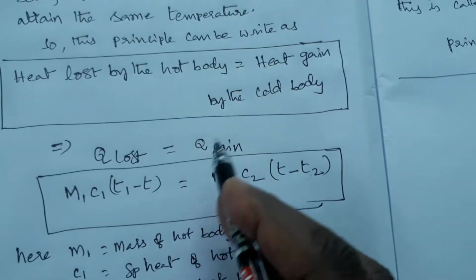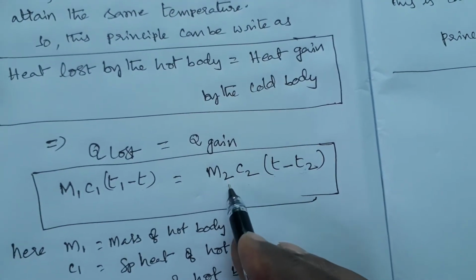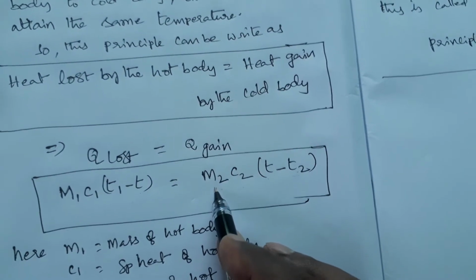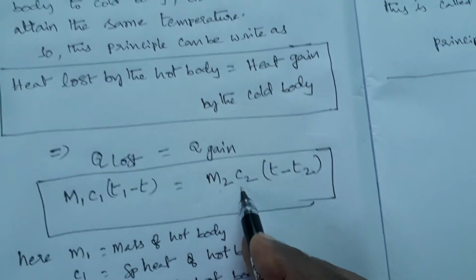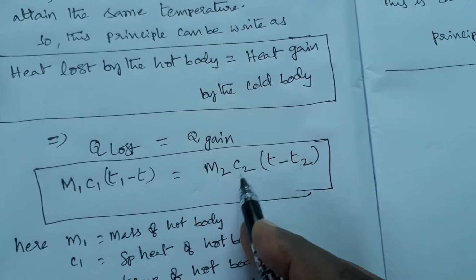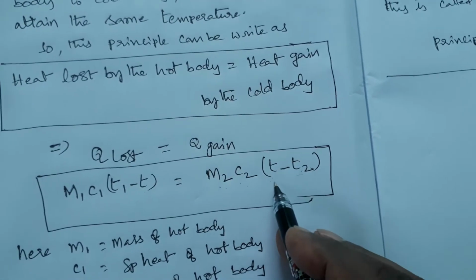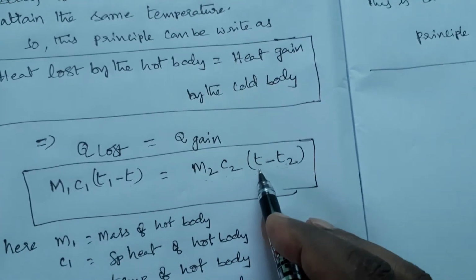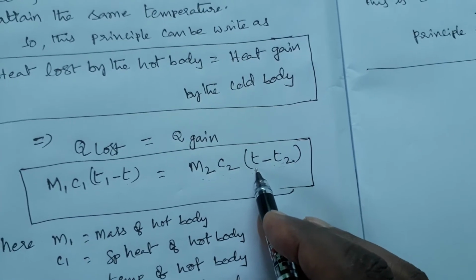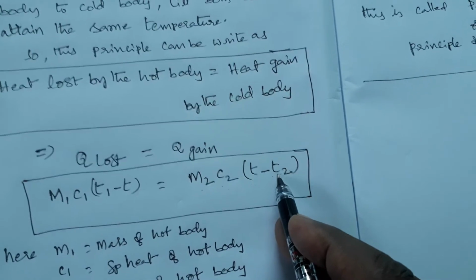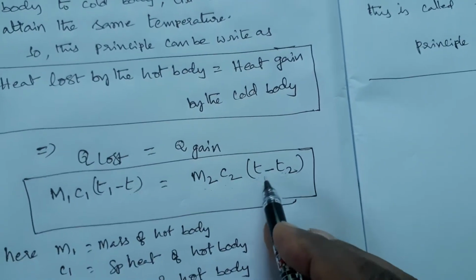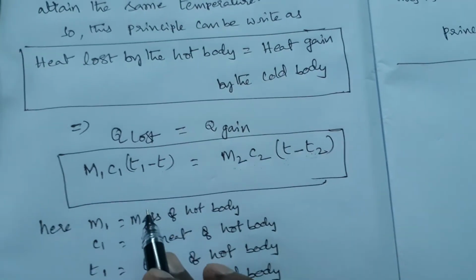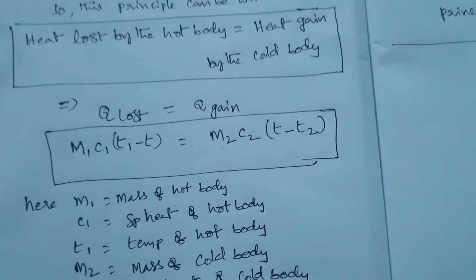So again, heat energy gained by the cold body is equal to mc delta T. m2 means mass of the cold body, and c2 means specific heat of the cold body. Then here T minus T2 means change of the temperature of the cold body. T means middle temperature of the mixture minus beginning temperature of the cold body. So this much change has taken place in the cold body.